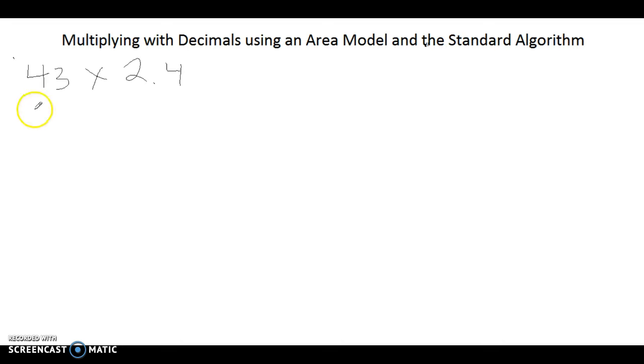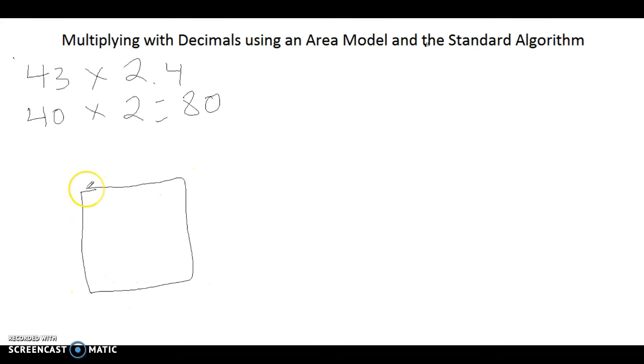Again, the first thing we want to do is estimate. 43 rounds off to 40, 2 4/10 rounds off to 2, 40 times 2 equals 80. So we're looking for a final actual answer around 80. We know if we use our decimals and multiply, and we end up with 800, we might have an issue.